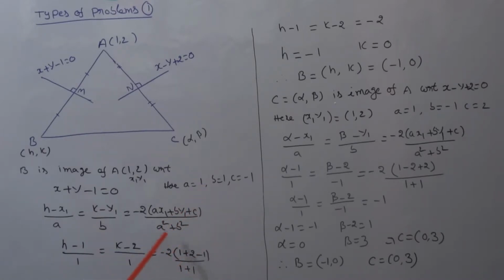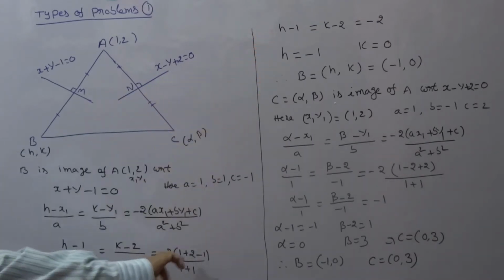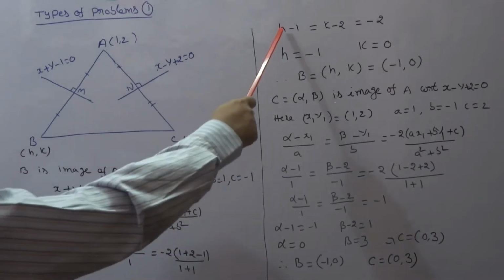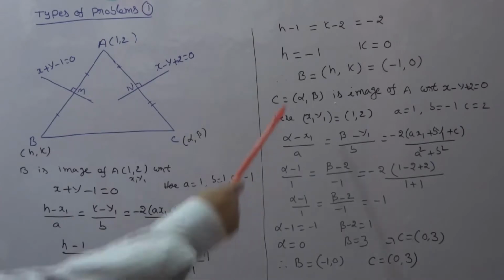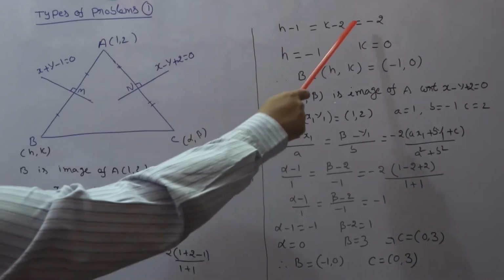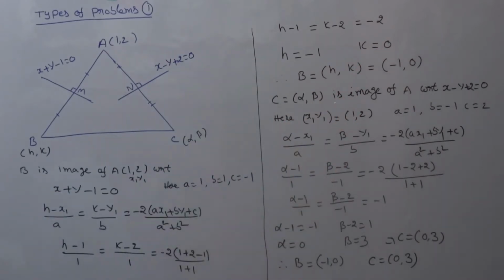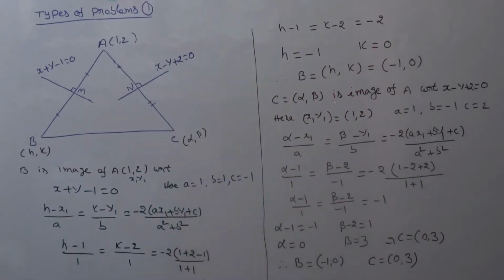Here the 2 gets cancelled. (h - 1)/1 = (k - 2)/1, and that is equal to -2. So h - 1 = -2, h = 1 - 2 = -1. k - 2 = -2, so k = 0. Therefore the point B (h, k) is (-1, 0).